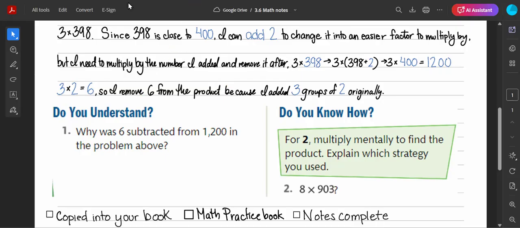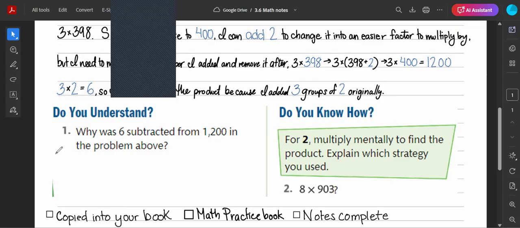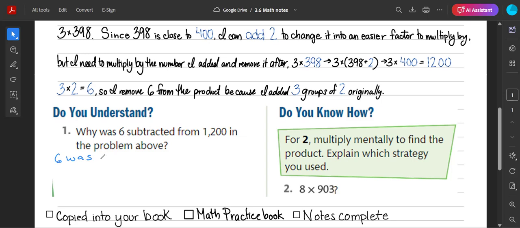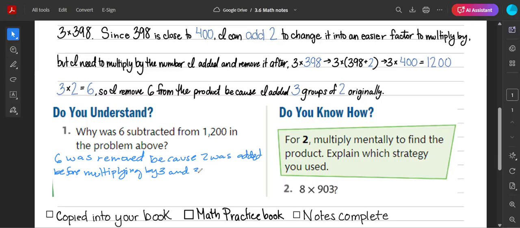Let me go ahead. 6 was removed because 2 was added before multiplying by 3. And 3 times 2 equals 6.